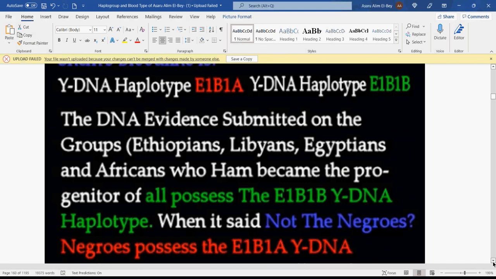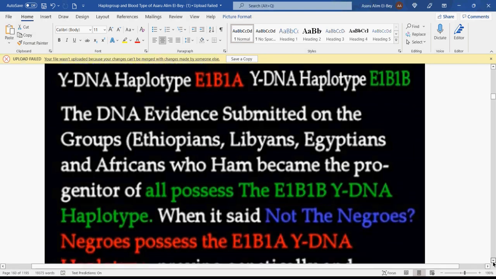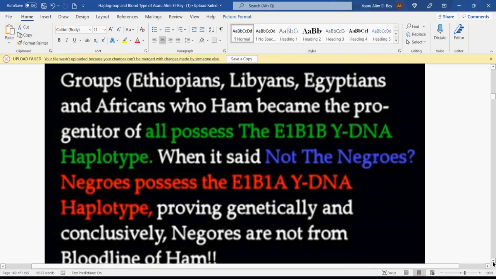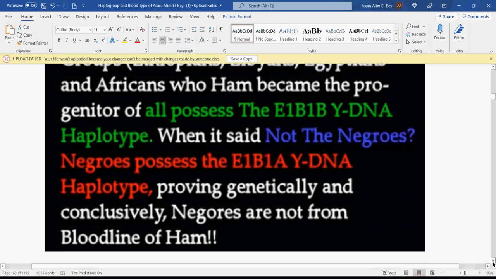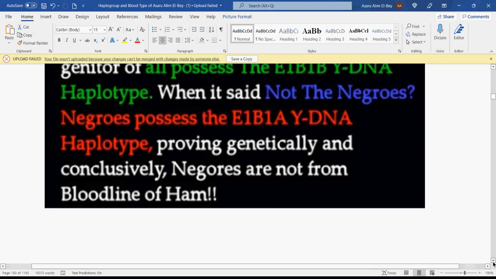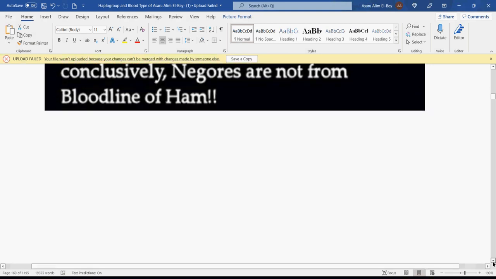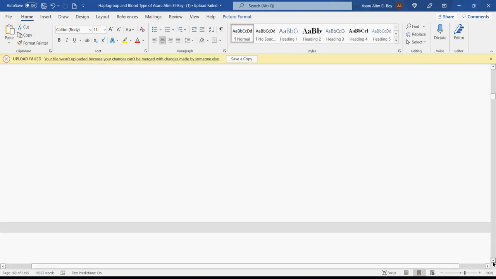The DNA evidence submitted on the group, Ethiopian, Libyan, Egyptian and African who was Ham, became the progenitor of all possessors of the E1B1B Y-DNA haplogroup. When it is said, not the Negro, Negroes possess the E1B1A Y-DNA haplogroup. Proven genetically and conclusively, Negroes are not from bloodline of Ham.